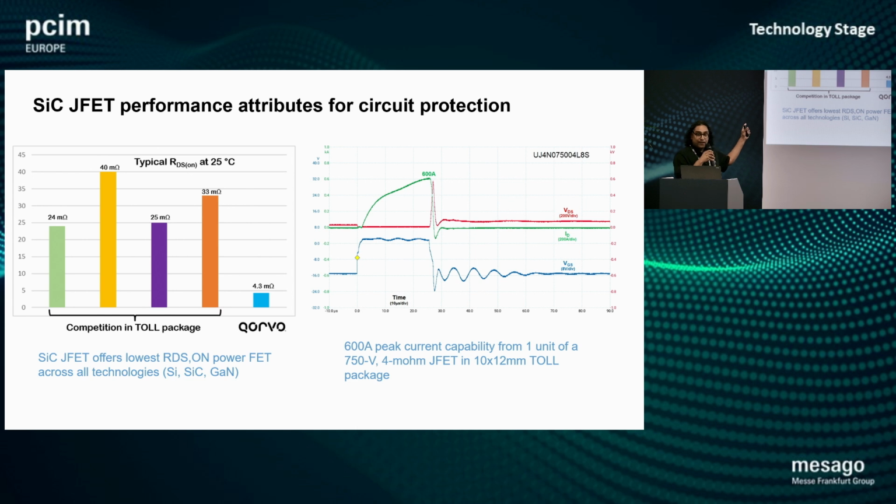So if you compare any semiconductor technology, GaN or silicon carbide, in a TOLL package, and you look at the lowest on-resistance available, Qorvo is almost 3 times better than the closest competition. And then the peak current capability. The saturation current of our 4 milliohm JFET is close to 600 amps. What that means is in a circuit protection application, it can allow you to take the current up to 600 amps without saturating and immediately enforce a turnoff.